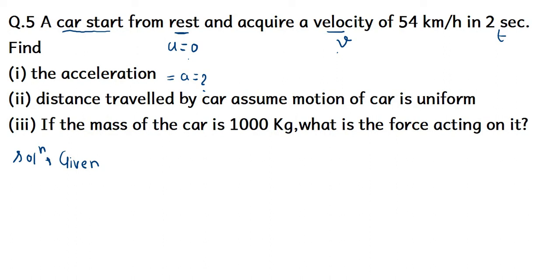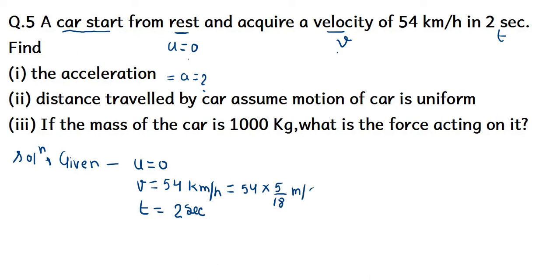Now starting the solution, writing all the essentials. U is equals to 0, V is equals to 54 km per hour. As you all know, kilometer per hour is not the standard unit. We will have to convert it into meter per second. That means we will multiply it with 5 by 18. Did you recall? In my previous video I have explained it. Now we will have velocity 15 meter per second and time is 2 seconds.